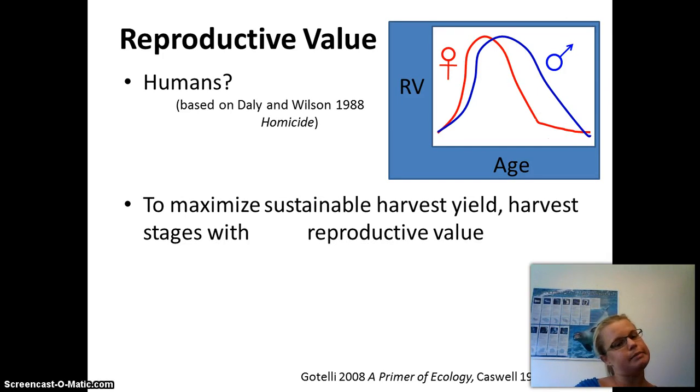So if you want to maximize a sustainable harvest of a population, you need to harvest stages that contribute less to population growth rate. So therefore, you want to harvest stages that have low reproductive value if you possibly can. If they're not reproducing anymore, go for it, harvest them.